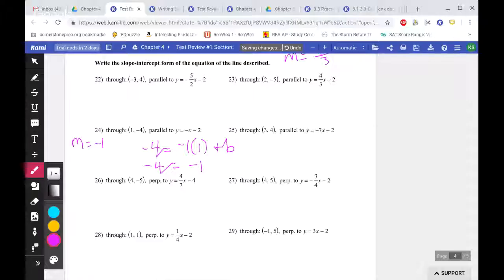-4 equals -1 plus B. So I'm going to add 1 to both sides. So it gives me -3 equals B. So the answer is y equals, slope stays the same, so it's going to look like -1x or -x minus our new b, which is -3.